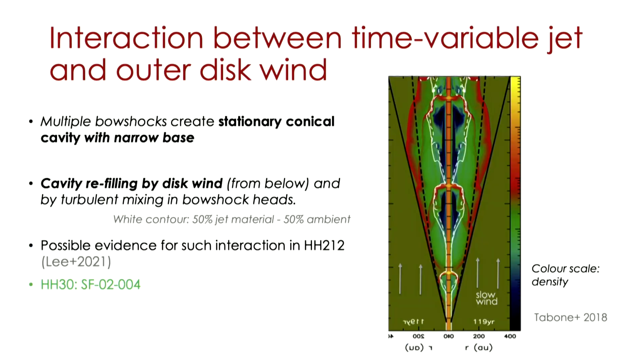And the third possible effect is the interaction between the time variable jet and an outer disk wind. If you have outbursts in the jets that create bow shocks, these bow shocks could interact with the disk wind, and they can also produce substructure. This is a paper by Tabone in 2018. It can also produce overdense structures along the alpha surface. And we think we may be seeing such an interaction in HH212, perhaps. Thank you. There is a poster on HH30 that discusses that. And yes, go ahead.